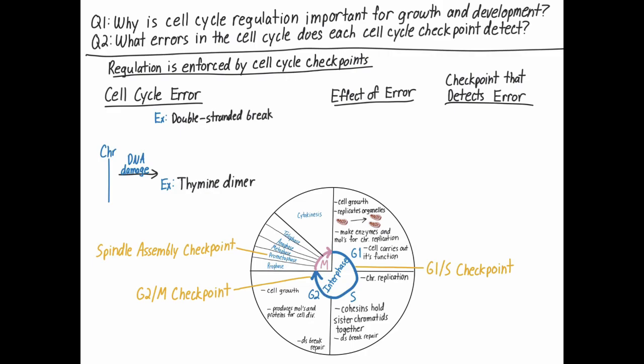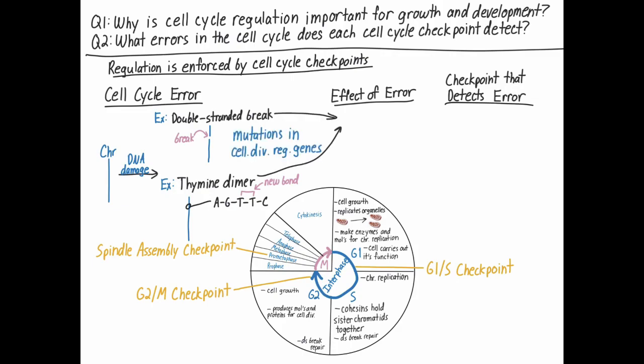Double-stranded breaks are when one chromosome breaks into two. Thymine dimers are when new bonds are introduced between two Ts that are next to each other on the same strand of DNA. Both types of damage can destroy the function of the gene that they occur within.